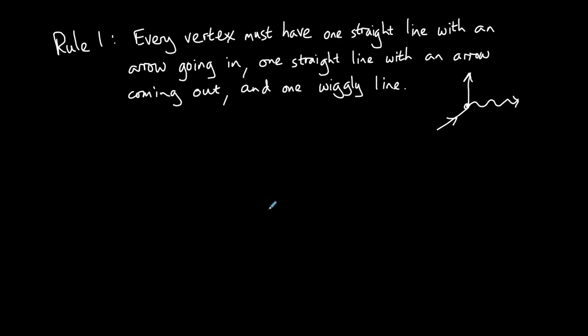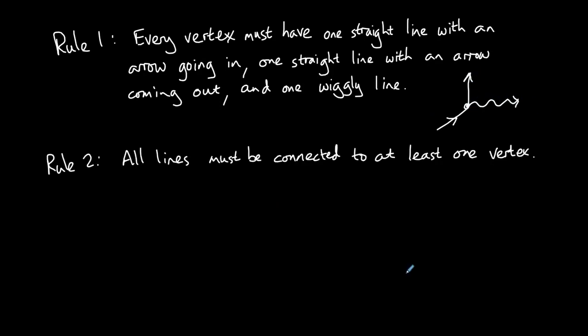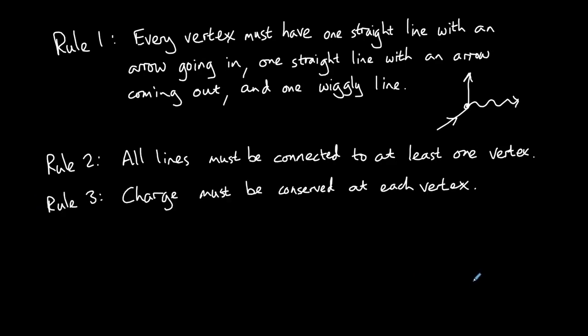There are three very important rules for Feynman diagrams. Rule 1: every vertex must have one straight line with an arrow going in, one straight line with an arrow coming out, and one wiggly line. Rule 2: all lines must be connected to at least one vertex. A line cannot be on its own. And rule 3: charge must be conserved at each vertex. Charge in equals charge out.